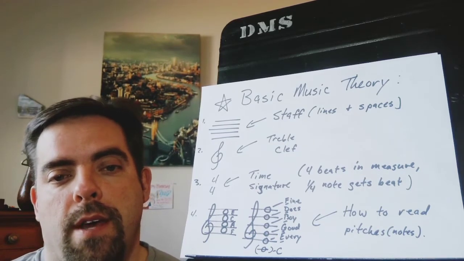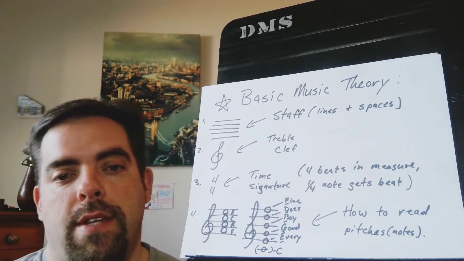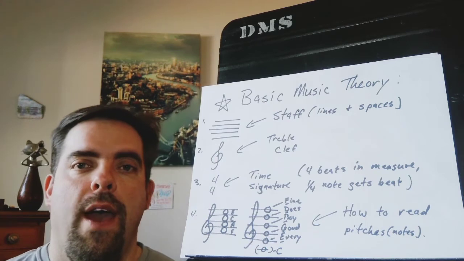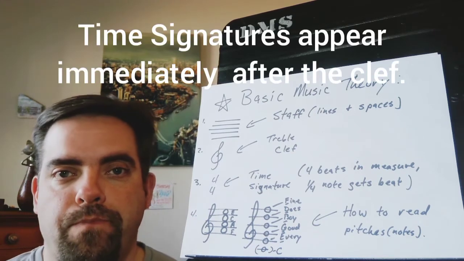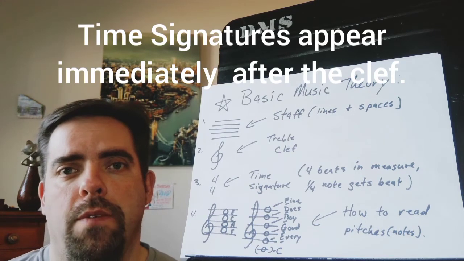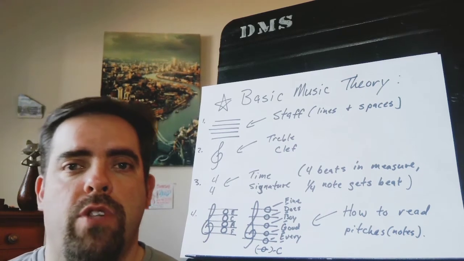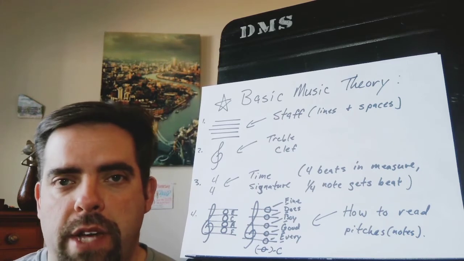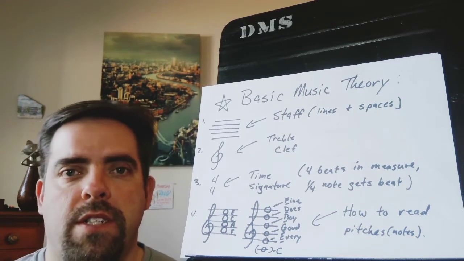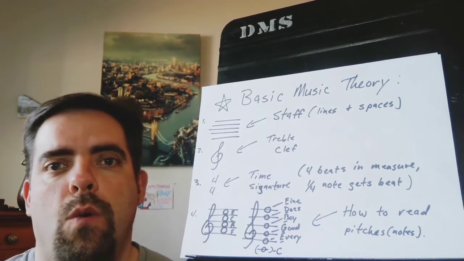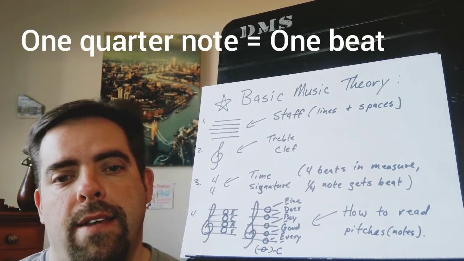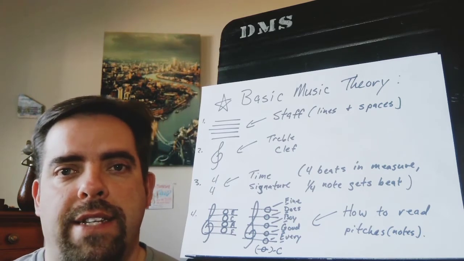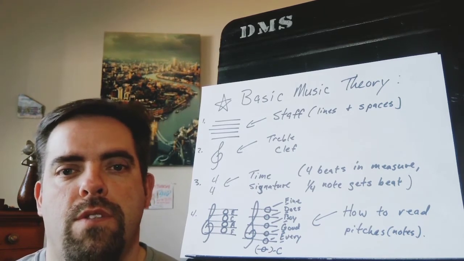The third concept that I want you to know is a time signature and what it means. Time signatures tell you how many beats are in the measure and what note value gets that beat. The most common one that you'll see starting out is 4/4. 4 beats in the measure, and the quarter note gets the beat, and I'll explain a little later what a quarter note means exactly.